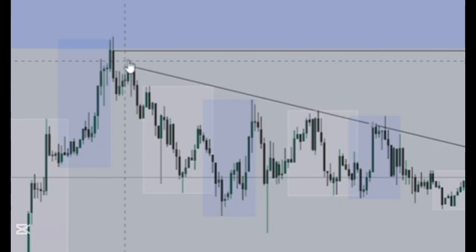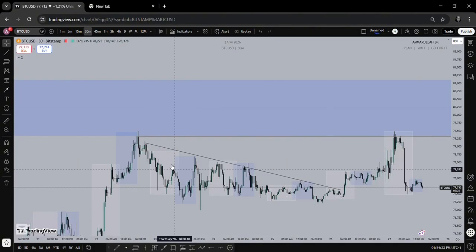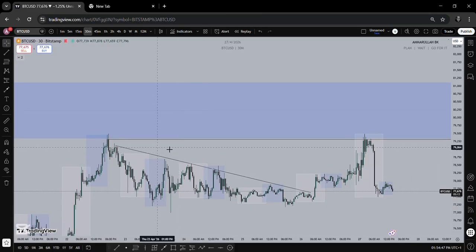You understand? This is a mitigated order block. It was already mitigated, right? So from here to here now is where we gather liquidity, and up here is where we will expect a PD array or any level where we expect the market to come back and sell from, right?